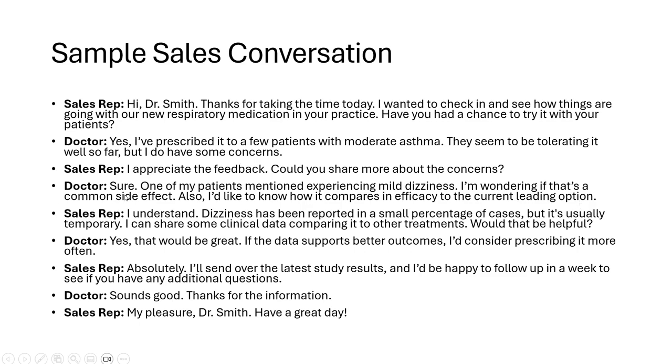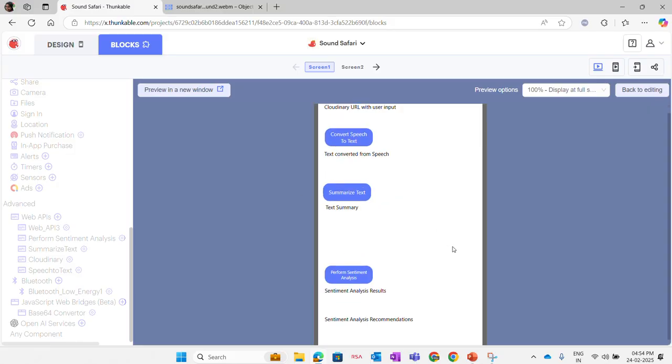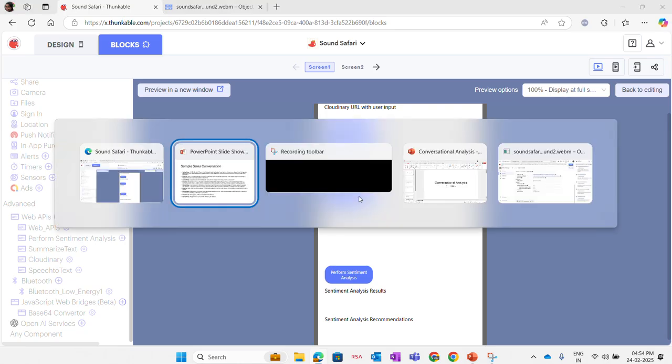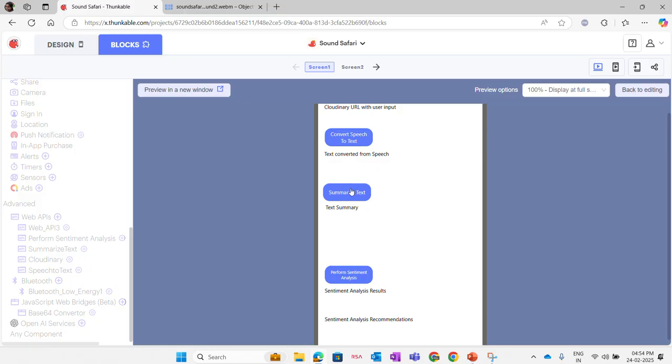So the doctor here has raised a slight concern, and the sales rep is saying that he will definitely provide the latest study and then there will be a follow up in a week. Okay, so this is the conversation that we will test today. I have already fed this conversation in the backend, and when I click summarize text, the code will call the Gemini AI API and provide us a summary of the conversation. So let's go ahead and see that.